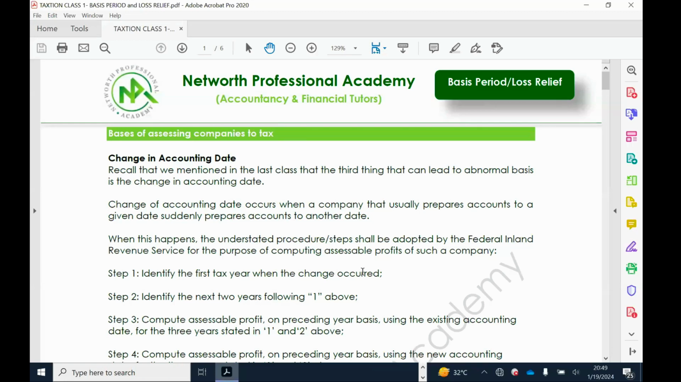So it means that in that year of change in accounting dates, it is not necessarily going to be a 12-month period. In fact, in most cases, it will not be a 12-month period. Because look at, for instance, a company that is changing from September to December. The period from the beginning of the period to the end of the new period will not be 12 months because the end of the period has now changed.